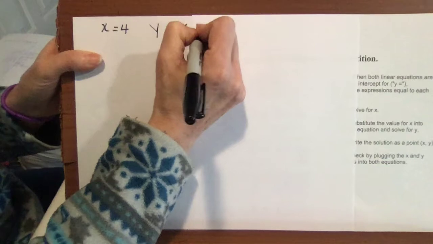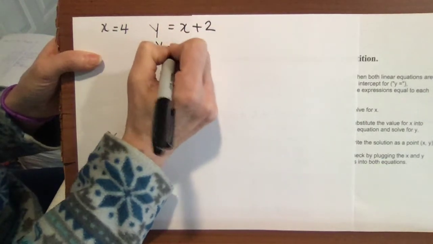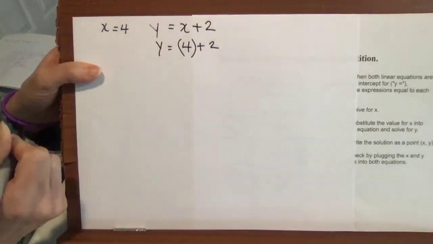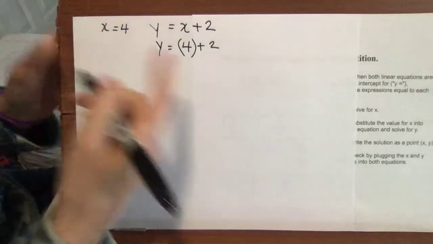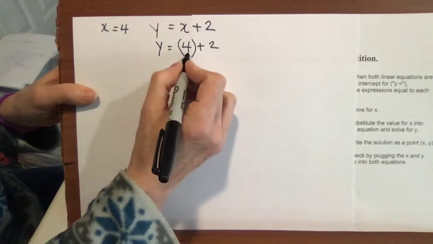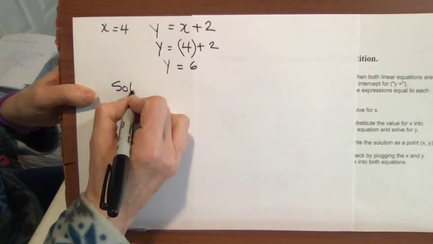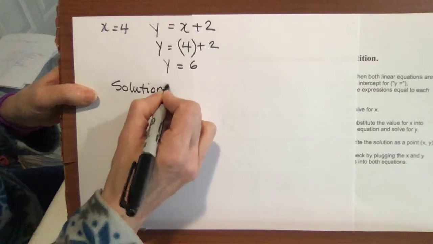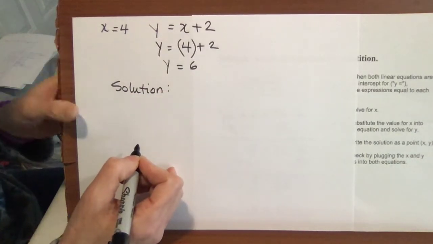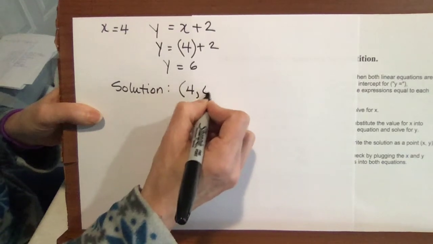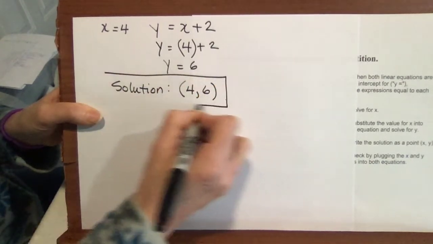And let's substitute in that x value of 4. Remember, you should always put parentheses around it in case there's a negative sign or any other operation that has to occur. And 4 plus 2 is equal to 6. So our solution is 1 point, which means these lines would intersect if we graphed them, but we're not graphing. We would write it up as (4, 6). That's our answer.